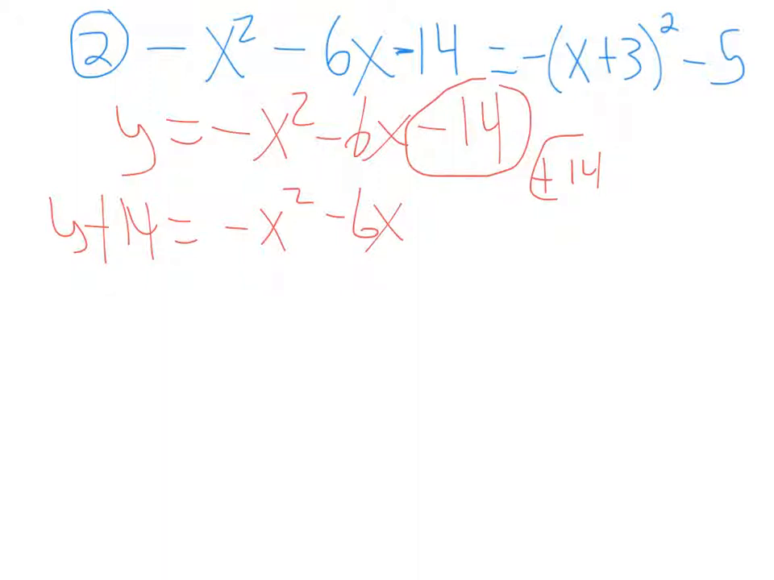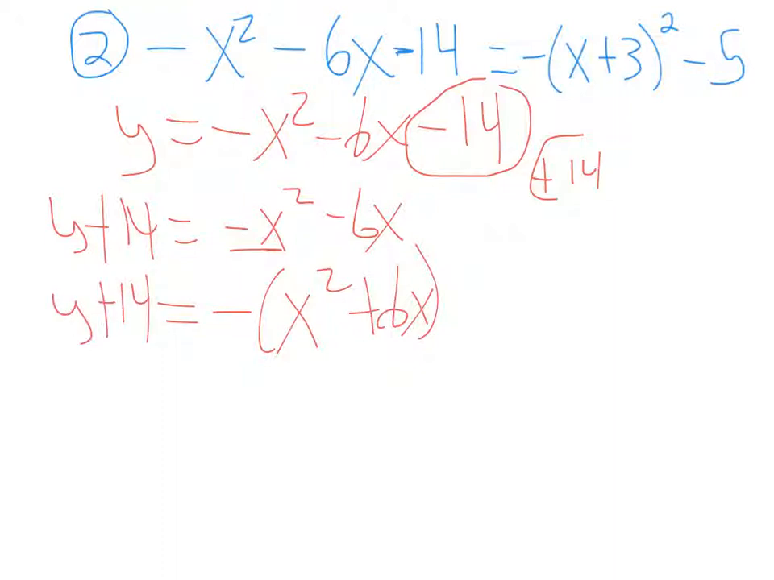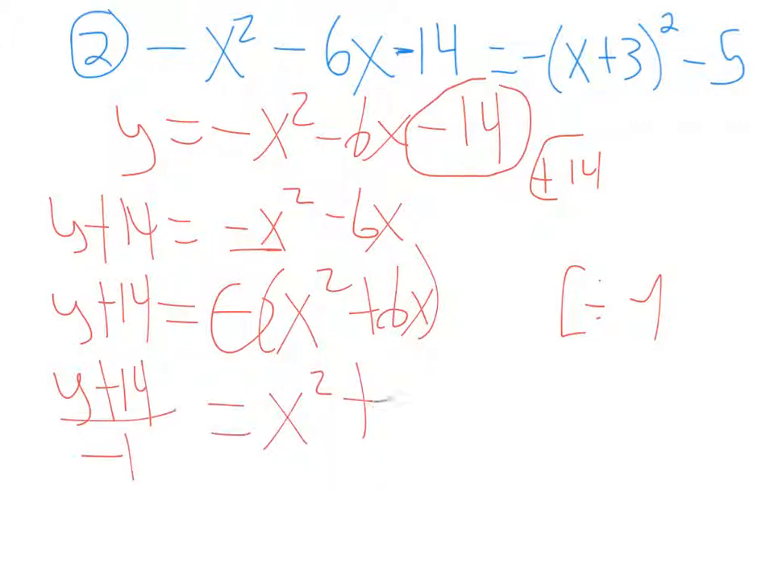So what I want to do is factor out a leading negative, because that's negative x squared. So I have negative bracket x squared plus 6x is y plus 14. But that's a very hard square to complete, so I divide both sides by negative 1. If you look at that, that just gets rid of that sign, right? So I'm going to have y plus 14 divided by negative 1 equals x squared plus 6x.